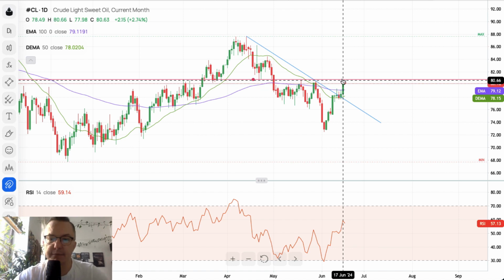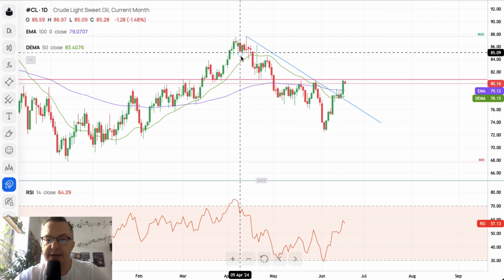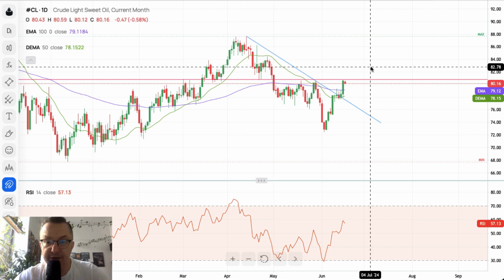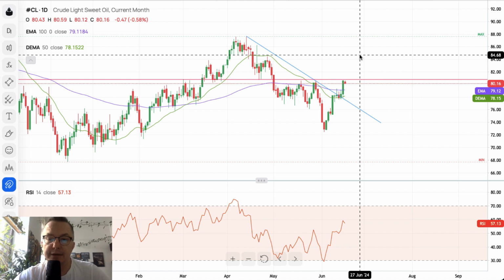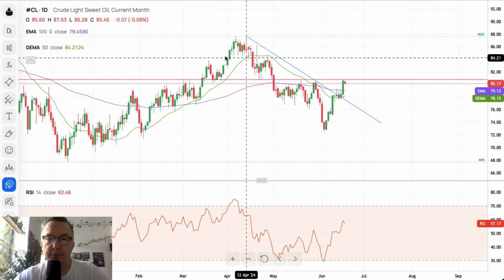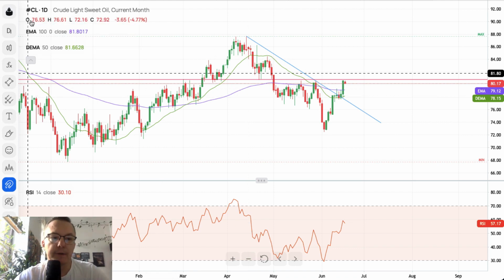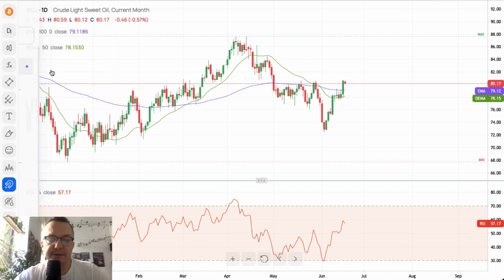However, if we break above this level, it looks like the next target for bulls might be located somewhere roughly around 84.55. So there's a nice advance to be made from the extremely oversold conditions back up above the level of 80 if the bulls will succeed. So that was the crude oil, and last but not least, the Bitcoin.